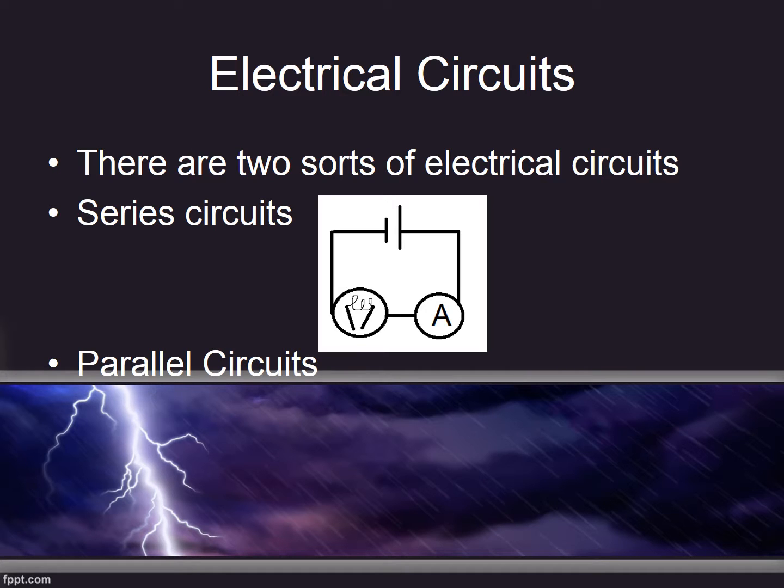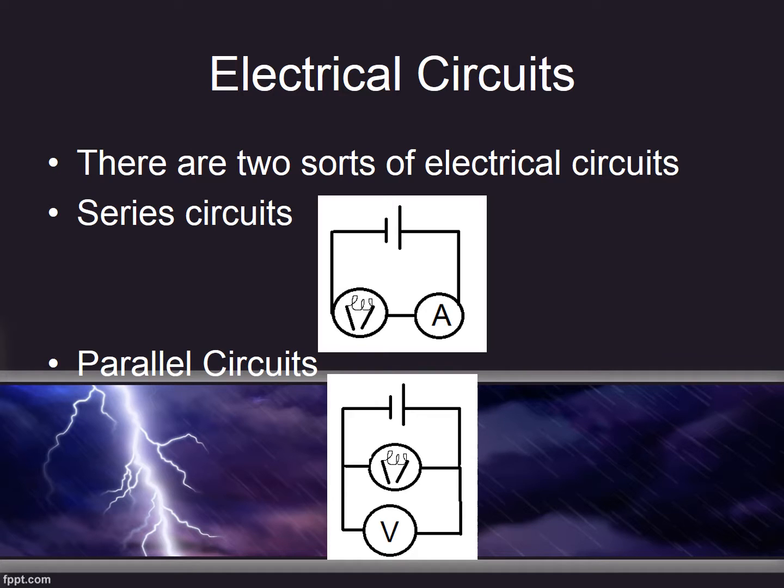The other type of circuit is parallel, and here's an example of an electric light and a voltmeter, and you can see they're not connected up in daisy chain or one after the other in one loop. There's actually two separate loops, and one loop piggybacks on the other. So this is what's called a parallel loop.